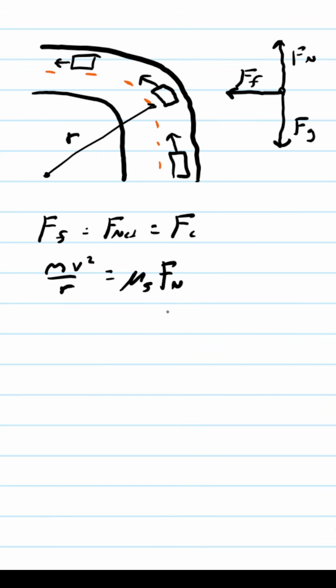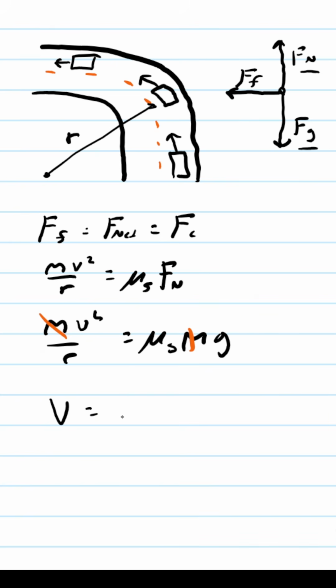normal force. But we know that the normal force just equals the gravitational force, as shown in the free body diagram. So we have mass times v squared over r equals this coefficient of friction times mass times gravity. These masses will go ahead and cancel out, and we can rearrange this equation for velocity, and we get that the max velocity you can travel is the square root of the static friction coefficient times gravity times the radius.